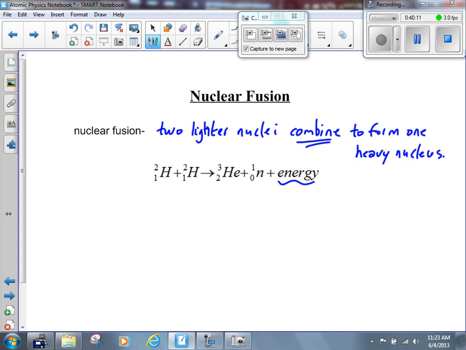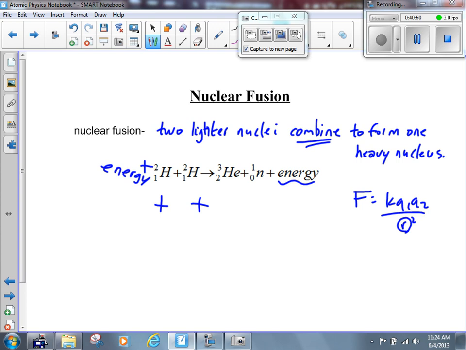The problem with this one is making it happen. Hydrogen and hydrogen don't want to fuse together because they're both positive. There is a force of repulsion between those two positive charges. And that force of repulsion gets bigger as the distance between them gets smaller. So as these hydrogen nuclei get closer and closer together, the force of repulsion gets bigger and bigger. We need to pump a whole lot of energy into this to make it happen.